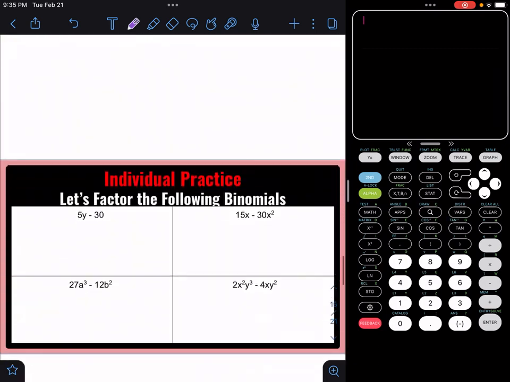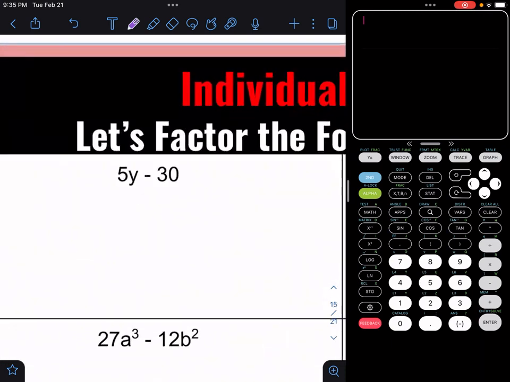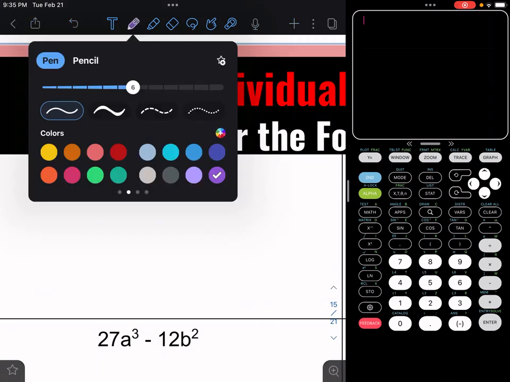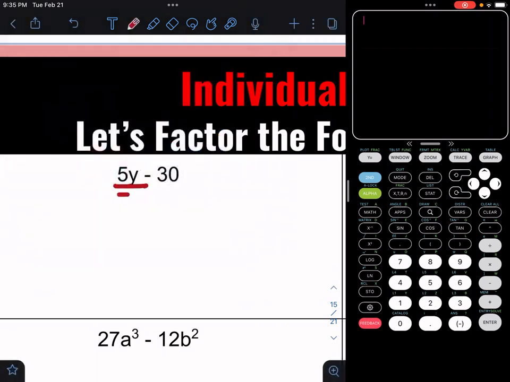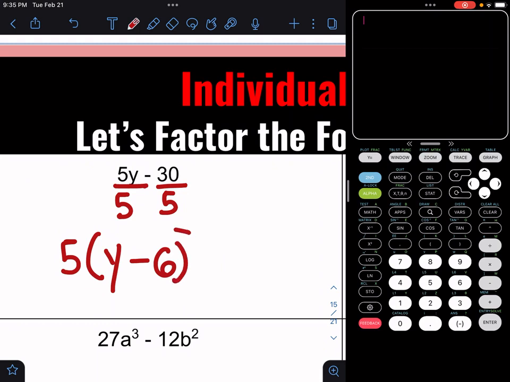Alright, let's try this individual practice. I want you guys to pause this video and try this. Alright, what is our GCF of 5 and 30? 5 actually works. And we wouldn't have a y because both things don't have a y. So it would just be 5. 5 divided by 5 is 1, so we'd just be left with y. Negative 30 divided by 5 is negative 6.